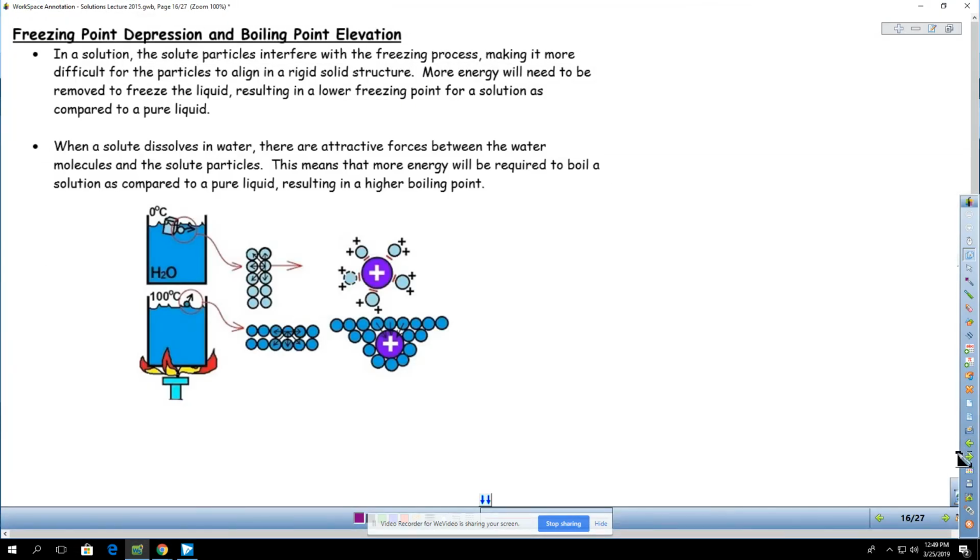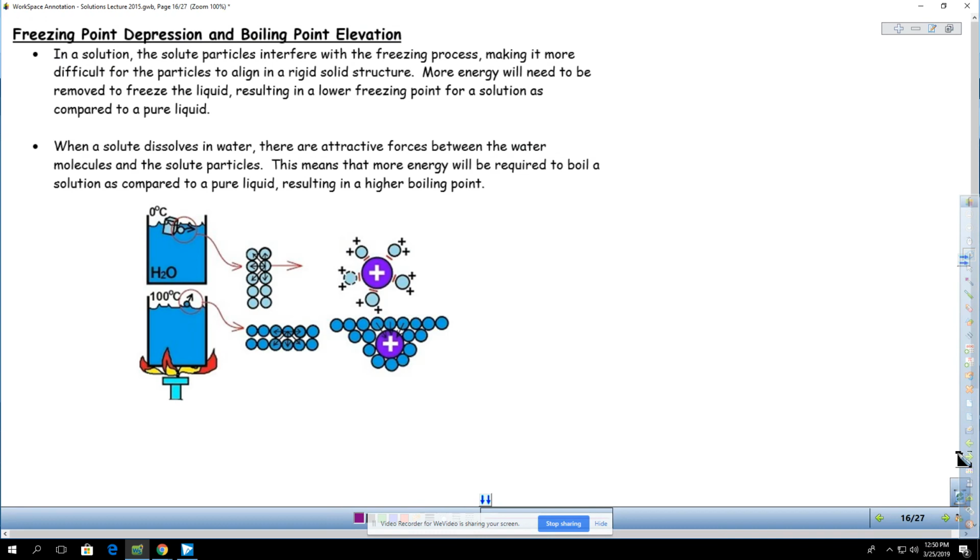In this video, we're going to look at freezing point depression and boiling point elevation. These are some kind of interesting properties that occur when you start looking at what's happening to the particles in a solution as you either try to freeze the solution or boil the solution. So first, this freezing point depression.